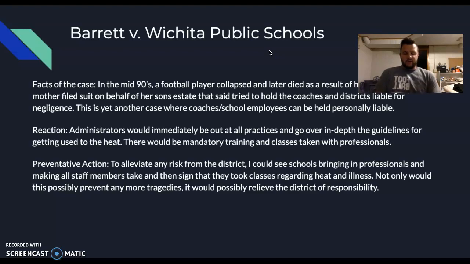If the district would take away their risk, maybe individual teachers could be sued still, but if the district made it a policy that they would train their teachers, they would bring in experts, and they would have everyone sign that they received this training, it might alleviate the district from some responsibility. So they would take classes regarding heat and illness, and not only would this possibly prevent any more tragedies because people would know more, but it could also, as I said, relieve the district of responsibility.